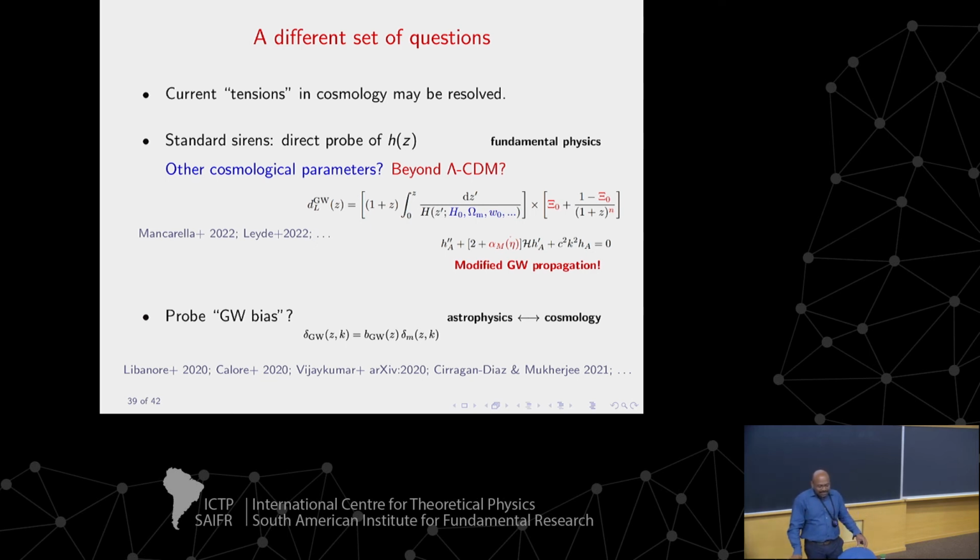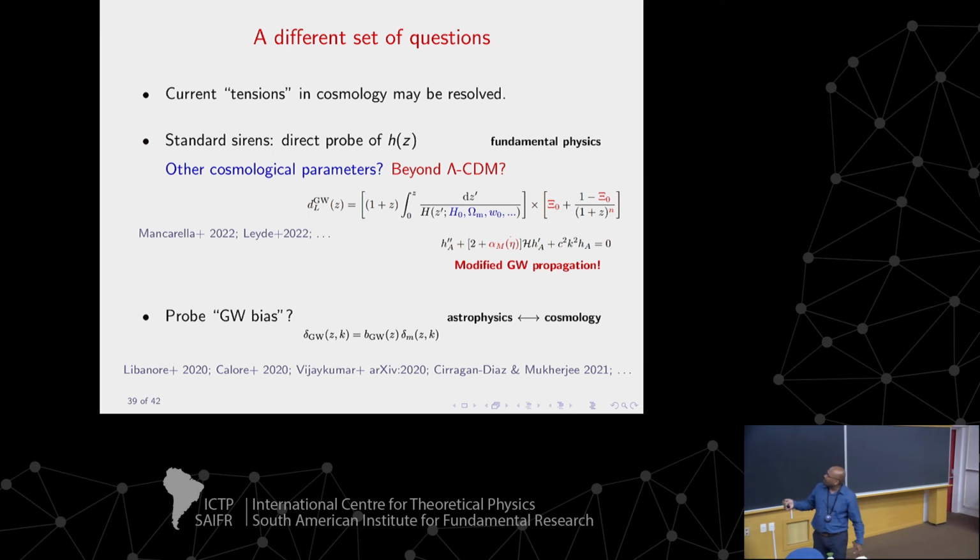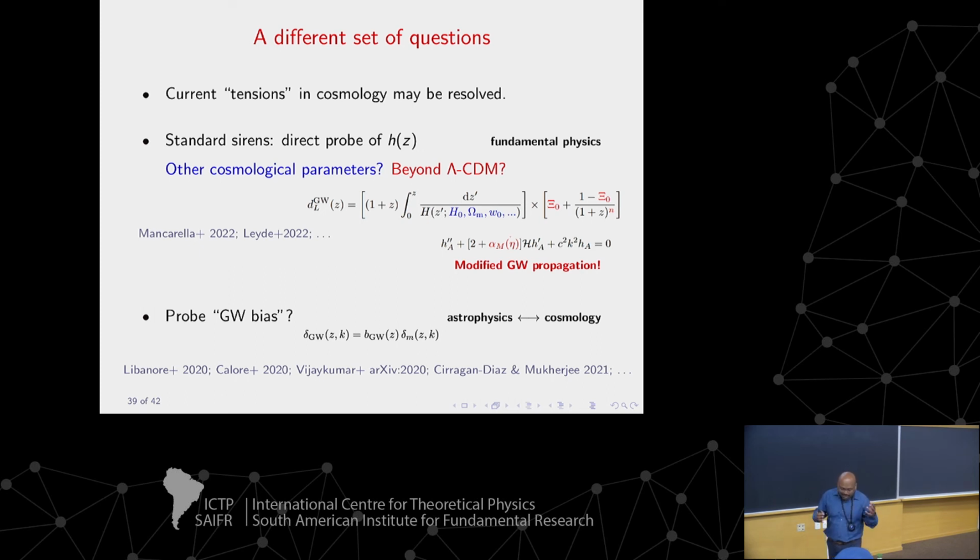On the other hand, one can also probe gravitational wave bias. Essentially, we heard about bias or galaxy bias in some of the other talks. This is very similar, but this would be how the gravitational wave source distribution is correlated with the underlying dark matter distribution, and essentially how this bias factor itself changes with redshift, changes with direction, changes with masses which we are observing.